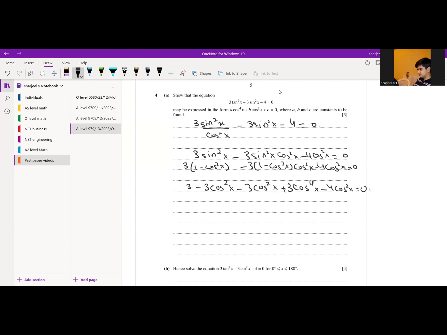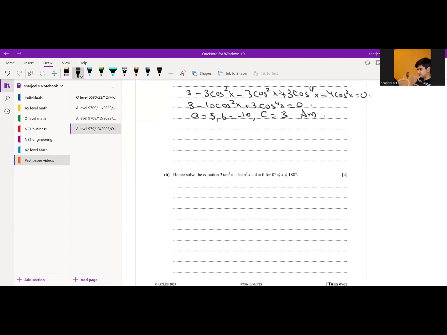We can further simplify it. This will become 3 minus 10 cos square x plus 3 cos 4x equal to 0. We will have a equals 3, b equals minus 10, and c equals 3. That is our answer.